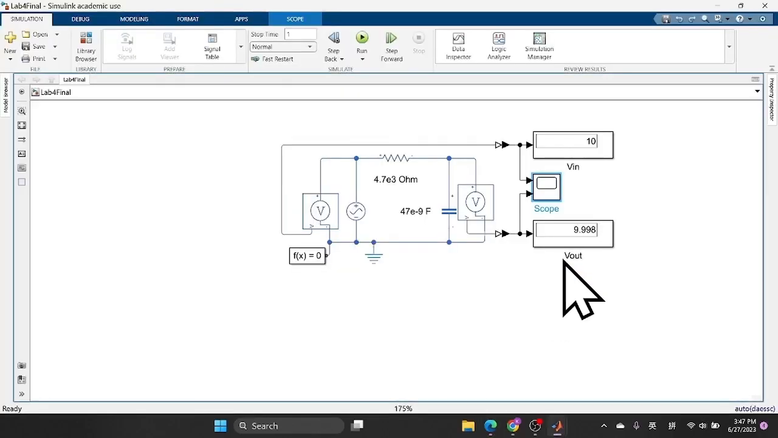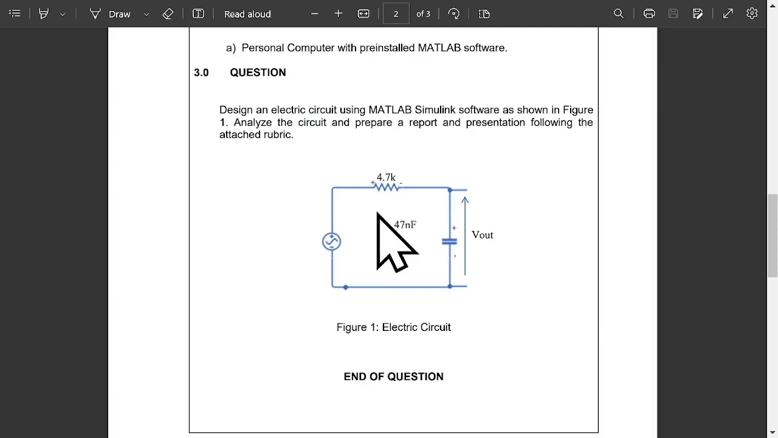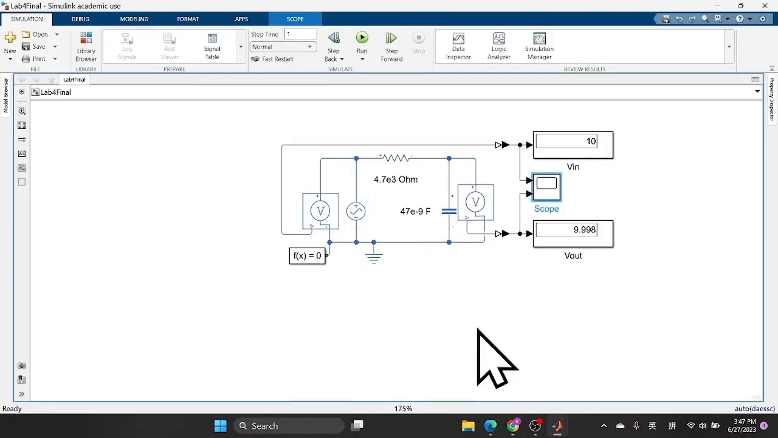Hello everyone, my name is Ku Yongjian and I will demonstrate the simulation of the circuit given. First of all, we have to design the circuit by following the question given, like this. And then this is our circuit simulation in Simulink. And this is the solver configuration.